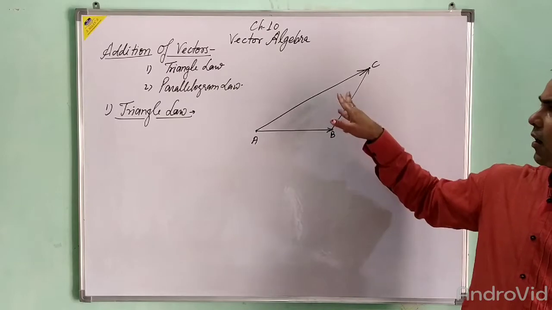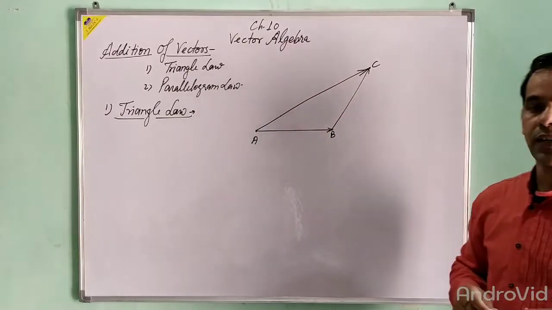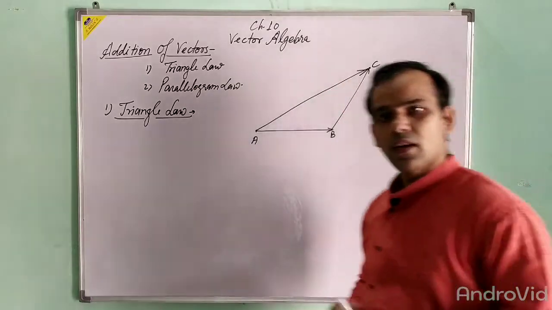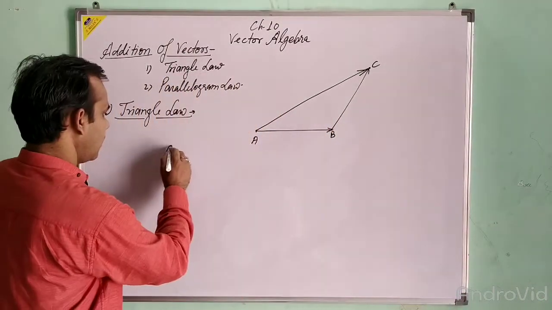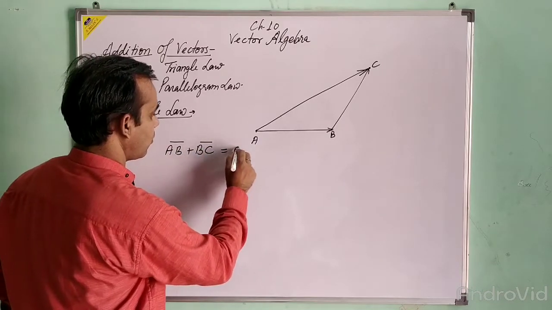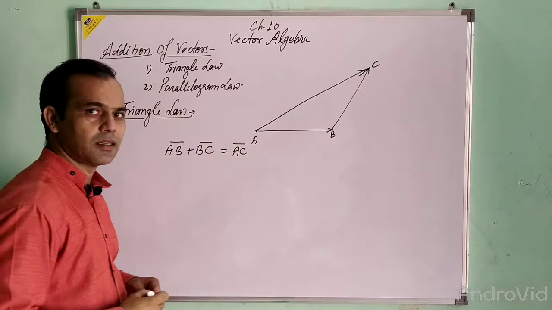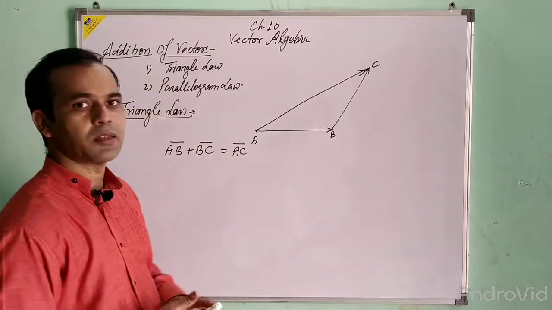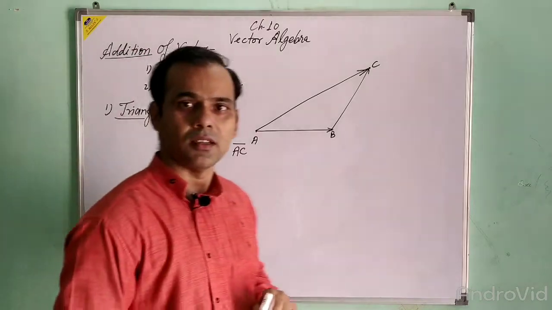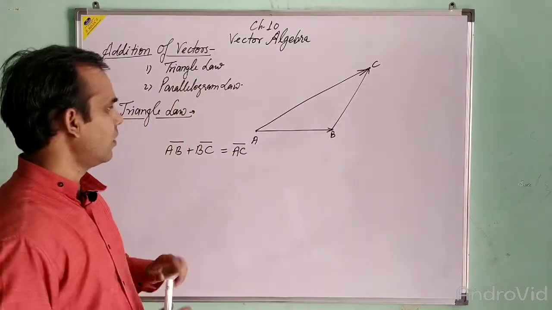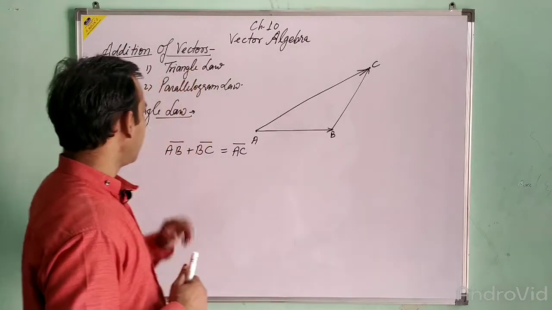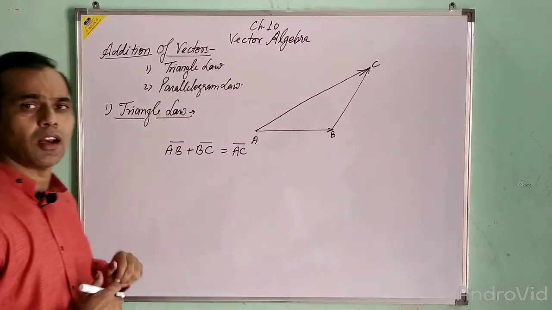So, this is called the triangle law of vector addition, where AB vector plus BC vector equals AC vector. AC vector is the resultant. It is the net displacement of the person starting from point A and reaching point C. So, simply or generally we can say that we can add two vectors using the triangle law.